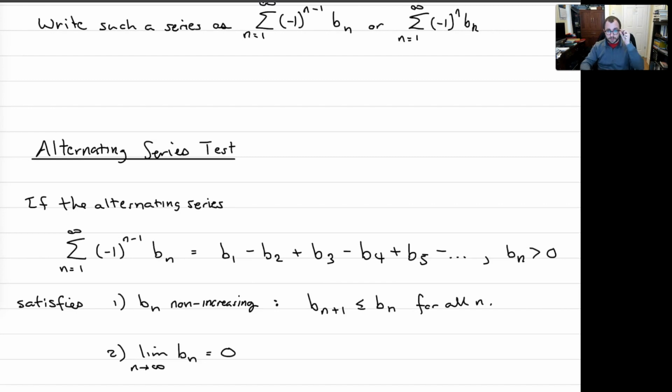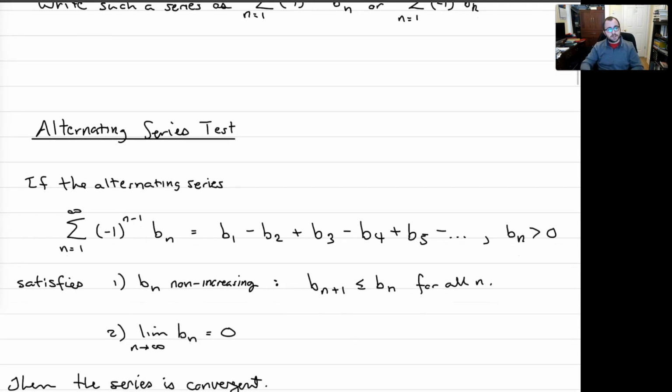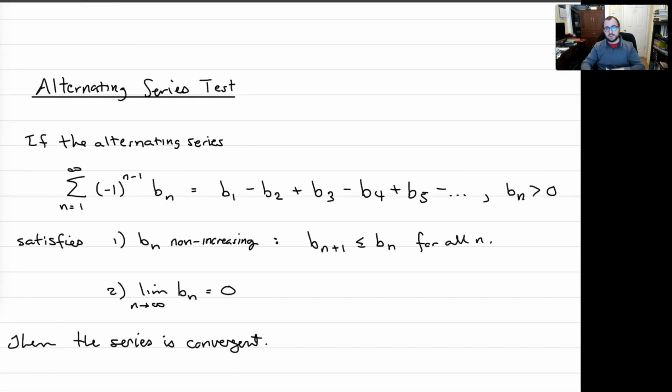So let's look at a couple of examples of this, and we'll see that this isn't going to be terrible. The most work that you're going to have to do here is in part 1, to use a derivative to find the intervals of increasing and decreasing, and make sure that it's decreasing or the same on 1 to infinity, the things you're adding over. So let's look first. Then the series is convergent.